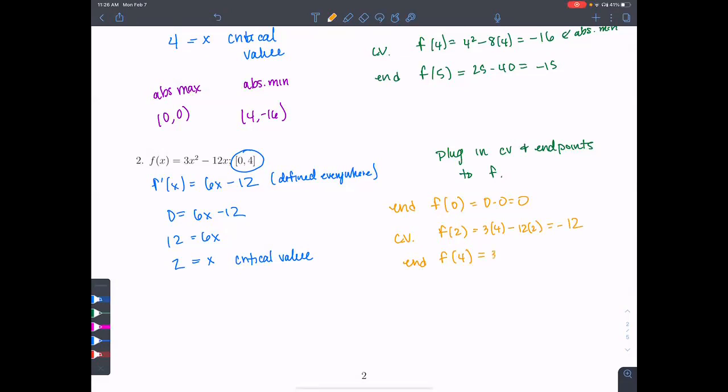F of 4 is going to be 3 times 4 squared, which is 16, minus 12 times 16. That's 3 times 16 minus 12 times 16, so it would be whatever 9 times 16 is, 144. Negative 144. So at 0, this is our absolute max, that's the biggest. And the smallest is here at negative 144, that's the absolute min.